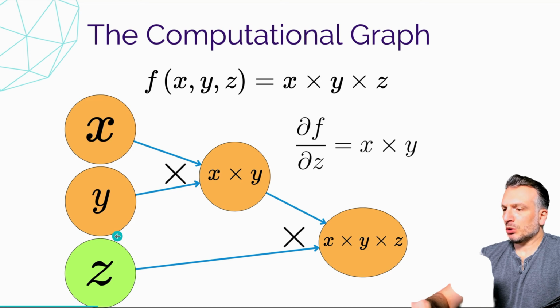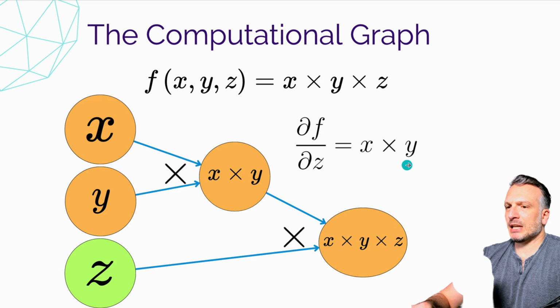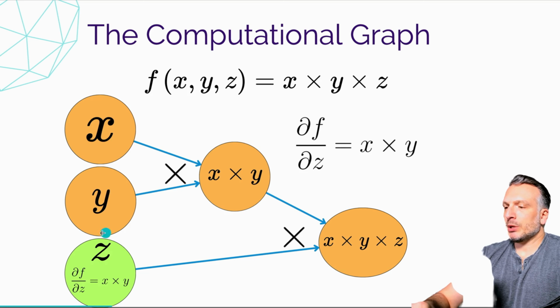Let's say that I want to compute the derivative of the function f with respect to z. If I take this graph and compute the derivative with respect to z, I know that I just need to remove z from the node that we have here. By removing z, we get x times y. By knowing the rules of derivation for the multiplication operation, I can directly compute the derivative of f with respect to z. And now we're going to store this derivative in the node z.